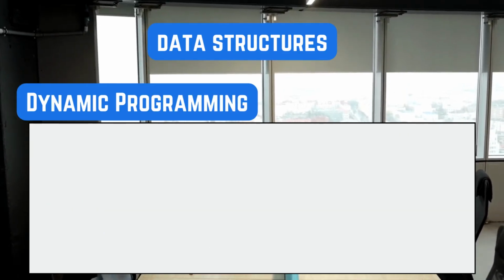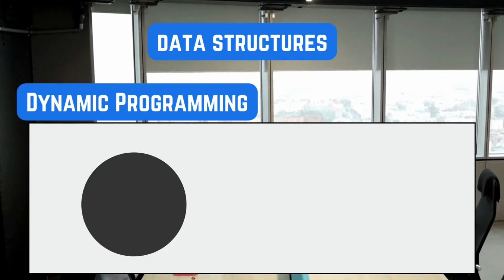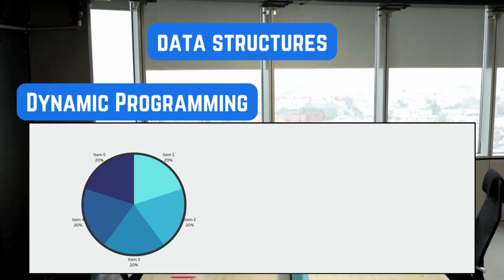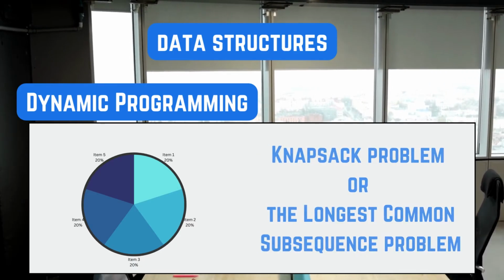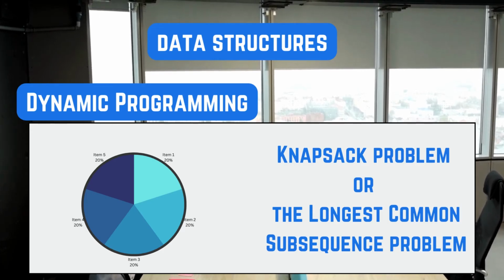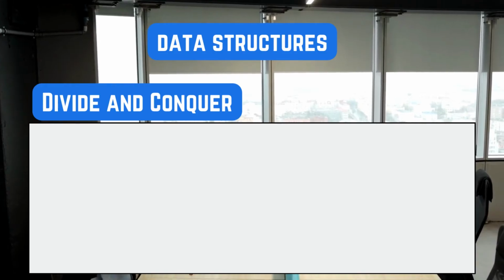Fourth is dynamic programming. Dynamic programming is an optimization technique that breaks down a complex problem into smaller subproblems and then solves them individually. It is often used in optimization problems such as the knapsack problem or the longest common subsequence problem. Fifth is divide and conquer.